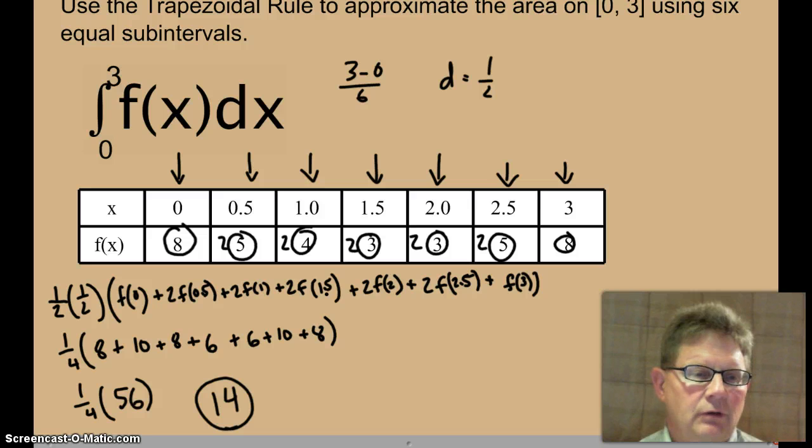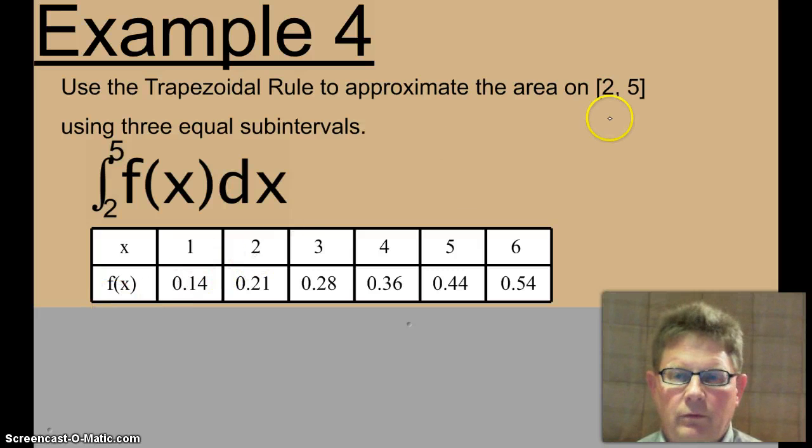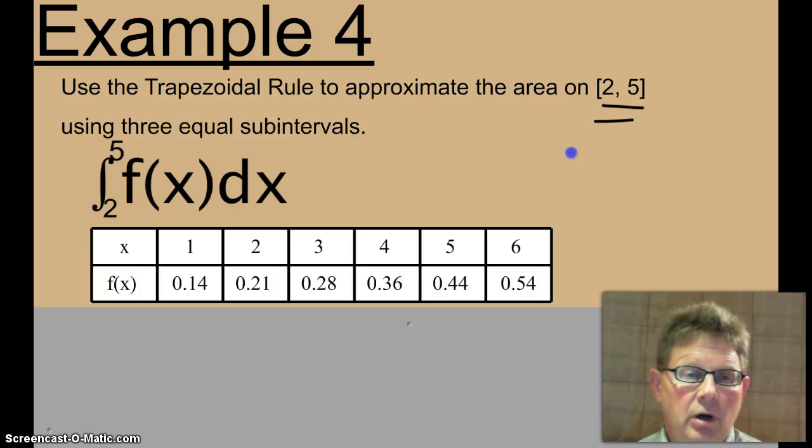Alright, this one I want you to do on your own. I'm going to give you some time to work on it, and then I will make sure you check your work. So look at the subinterval, pay attention to it. I'd like you to go ahead and pause this video, find D, use the correct numbers, and then go ahead and come back. So go ahead and pause and work on setting it up on your own.